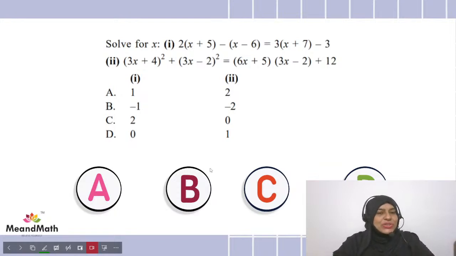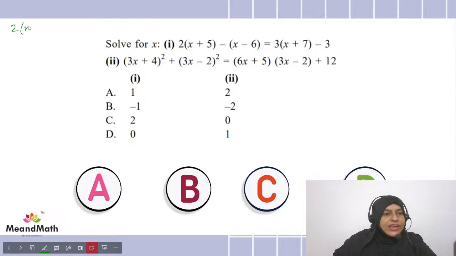Now this is the next question. Try to solve it. It's also a simple equation. You need to solve the equation and find the value of x. There are 2 parts. Each part you need to solve separately. Okay? Let's solve it. First of all, solve the first part.